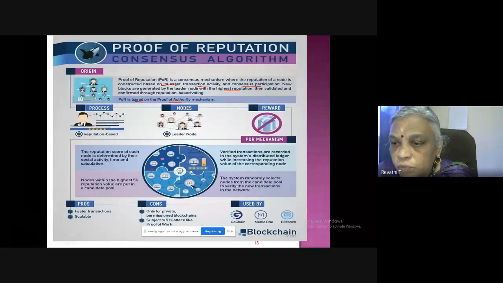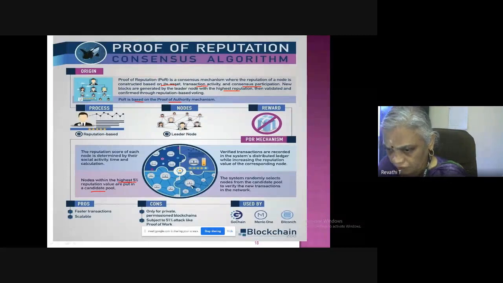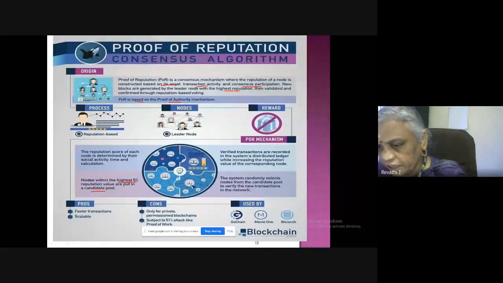So nodes will be there. Among that, a leader may be selected. So the reputation score is social activity, time, how far they are involved in the calculation, everything will be taken into account. So normally the highest 5% who are available are put in what's called a candidate pool, and from that candidate pool one may be selected. Randomly they can select.